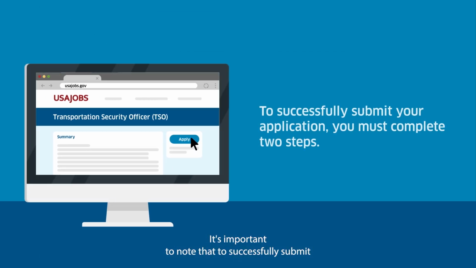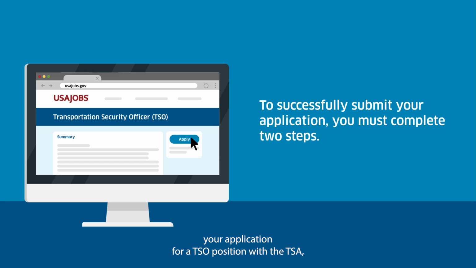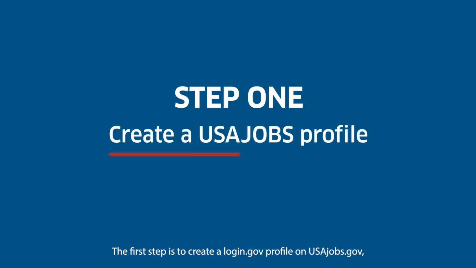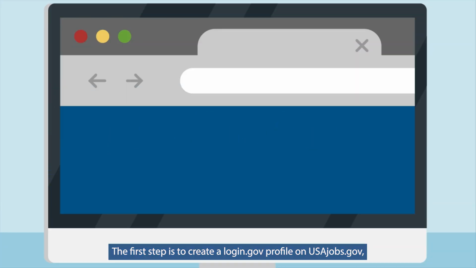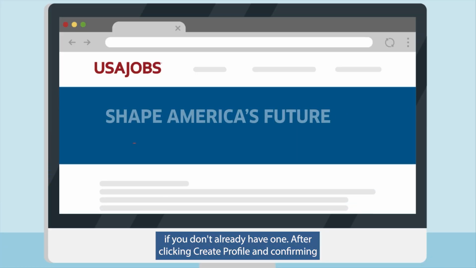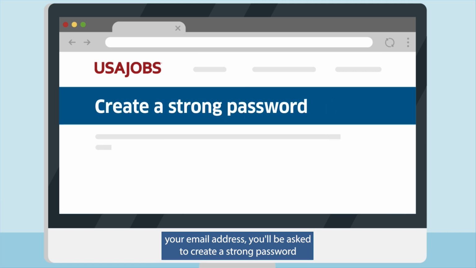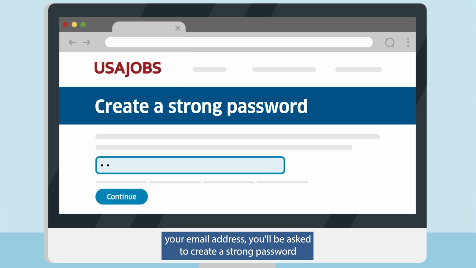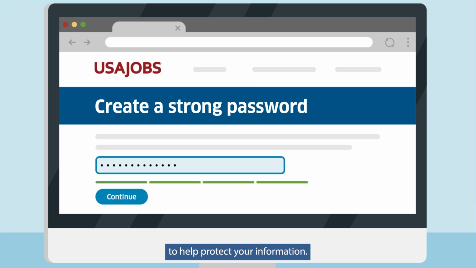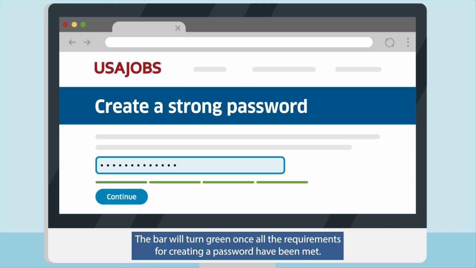It's important to note that to successfully submit your application for a TSO position with the TSA, there are two very specific steps you must take. The first step is to create a login.gov profile on usajobs.gov if you don't already have one. After clicking Create Profile and confirming your email address, you'll be asked to create a strong password to help protect your information. The bar will turn green once all the requirements for creating a password have been met.